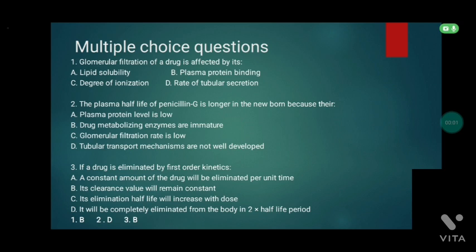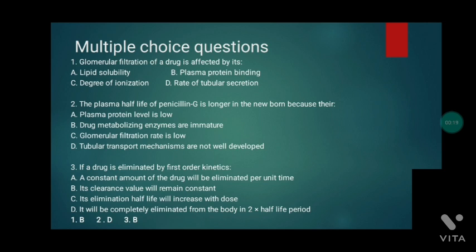So with this, we complete our topic. Here are some multiple choice questions. First, glomerular filtration of a drug is affected by its: A. Lipid solubility, B. Plasma protein binding, C. Degree of ionization, D. Rate of tubular secretion.